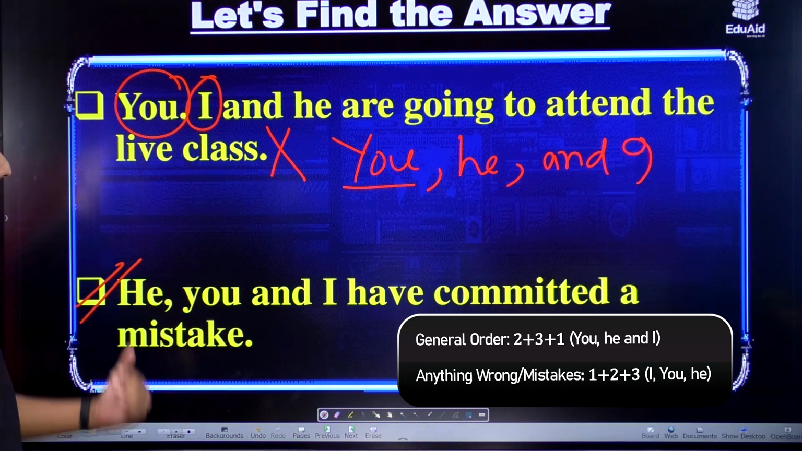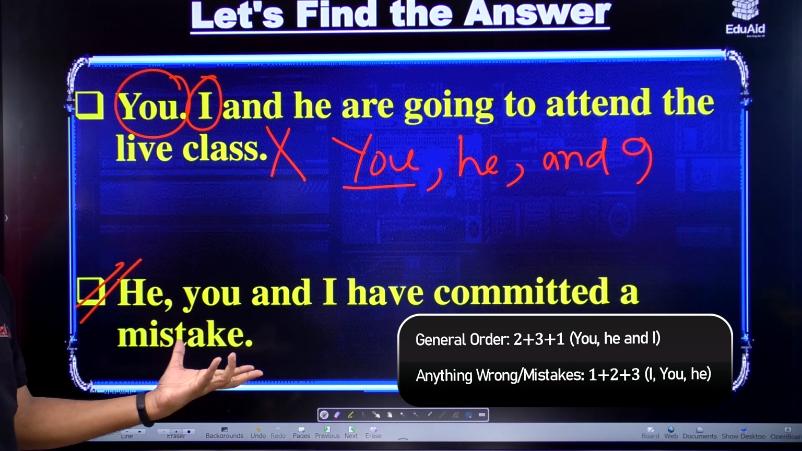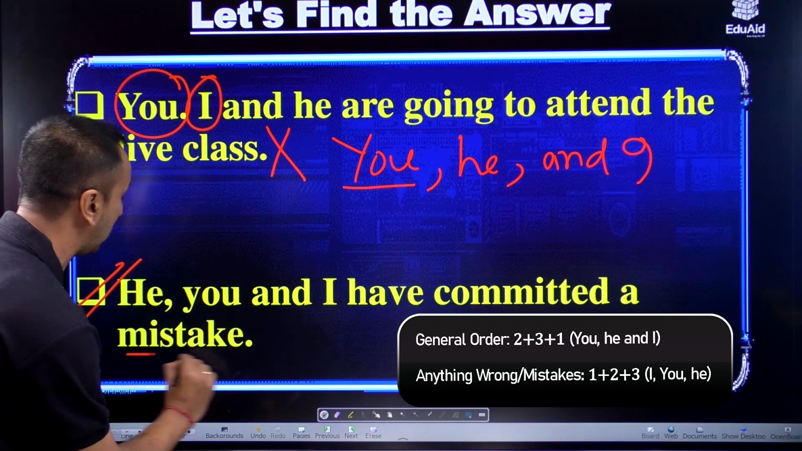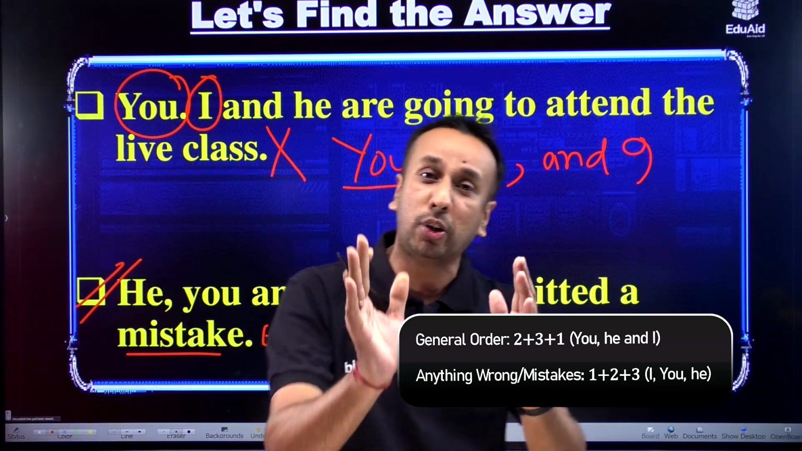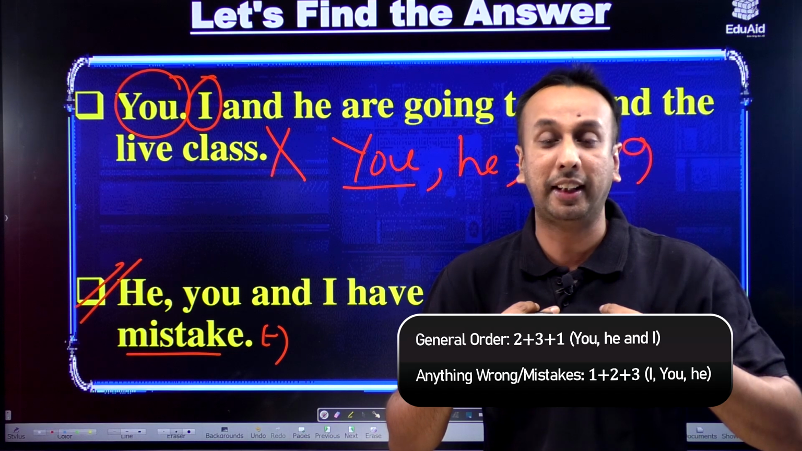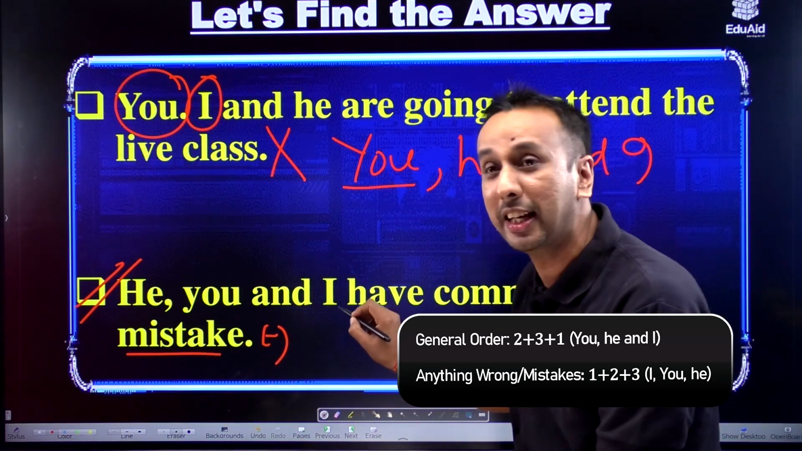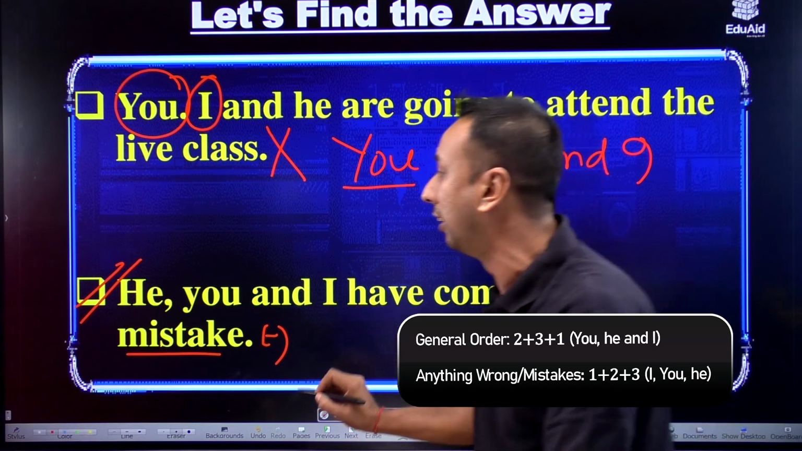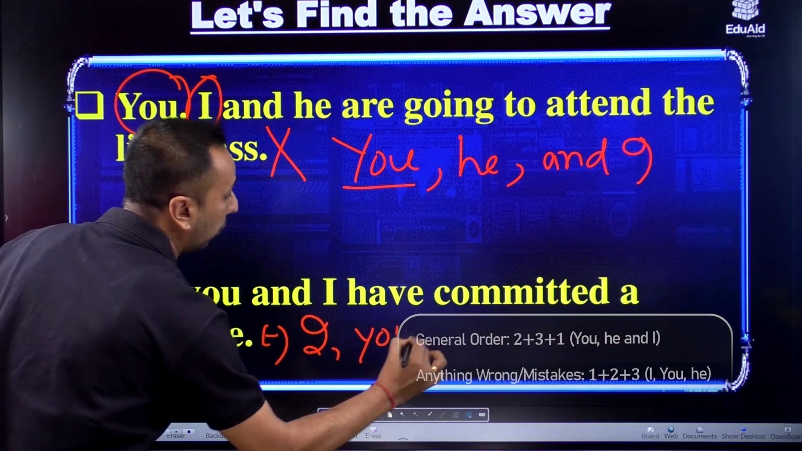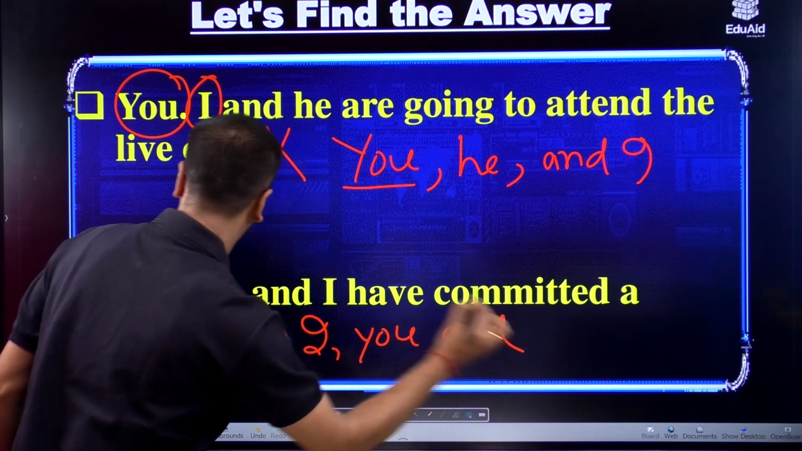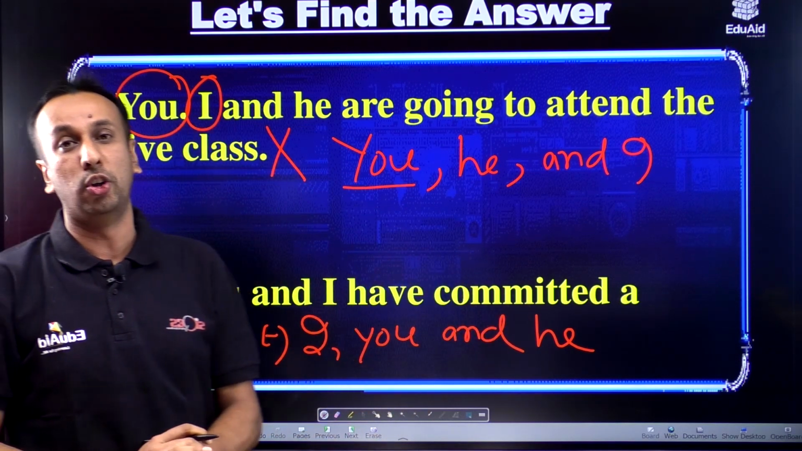But the second sentence, 'friends, he, you and I have committed a mistake', has a small error. This sentence conveys a negative idea. Again I am saying, if it conveys a negative idea, take the blame first. It is not passing the ball game. So the order should be 1, 2 and 3. So who comes first? Now: I, you and he have committed a mistake.